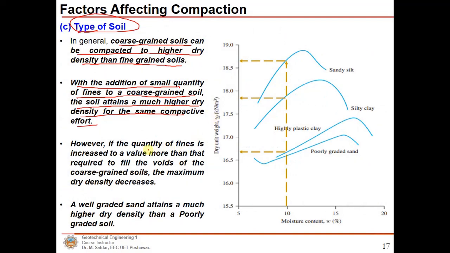However, if the quantity of fines is increased to a value more than that required to fill the voids of the coarse grained soils, the maximum dry density decreases. A well-graded sand attains a much higher dry density than a poorly graded soil, and that is also shown in the moisture content versus dry unit weight for the poorly graded, highly plastic, silty clay and sandy silt, which are different types of soil.